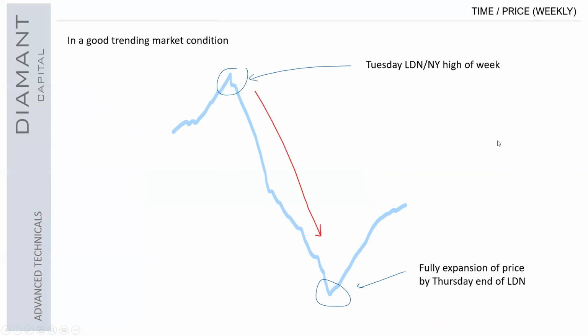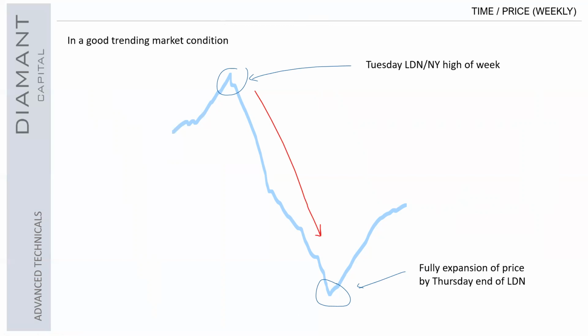Now, in a good trending market condition, this is what we usually expect. We expect Tuesday, London or New York to be the high of the week. Now, this could be a Monday or a Tuesday. From my personal experience and what I've backtested, usually Tuesday is the day, it's either the high or the low of the week. In this case, we're looking at a bearish market, so it's going to be the high of the week. Then between Tuesday all the way till around Thursday evening, so end of London session, we see that full expansion. Then at the end of the week, maybe the Friday, maybe the end of Thursday, as I said, we start to see that bit of the retracement.